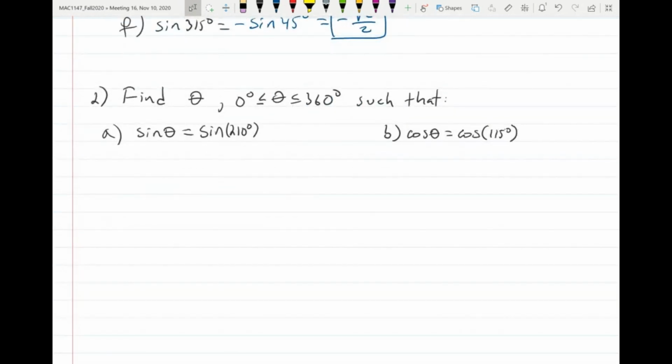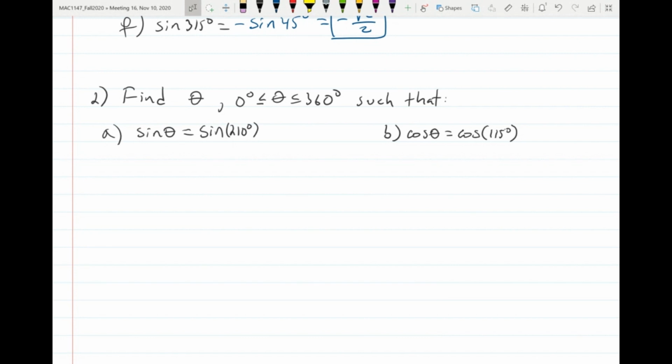Let us now change the question a little bit. Here is another question. It's similar to what we're doing, but the way it's being asked is different. So, find an angle theta between 0 and 360, such that, and then I'm giving you the condition. In part A, I want you to find an angle so that the sine of this angle is the same as the sine of 210. Of course, telling me theta equals 210 doesn't count, right? Because you have to give me something different.